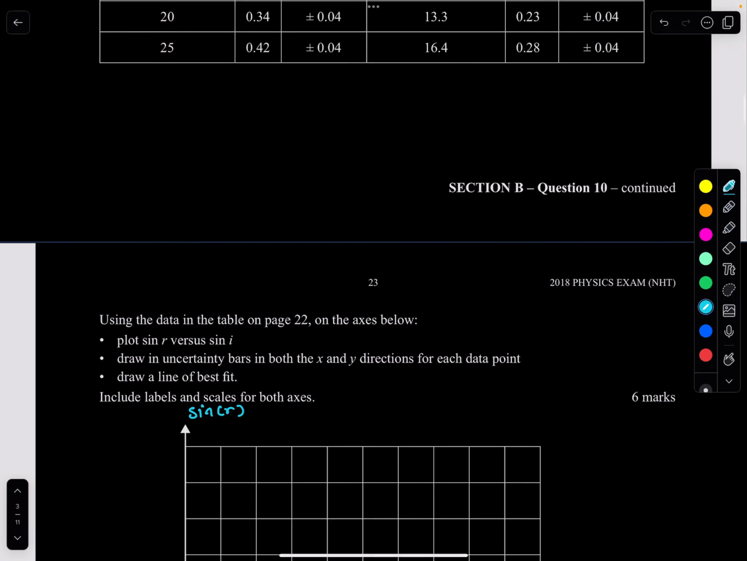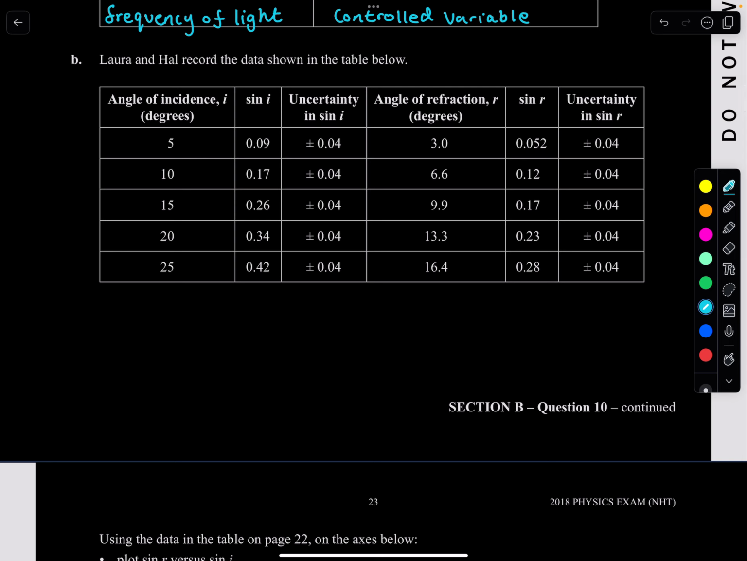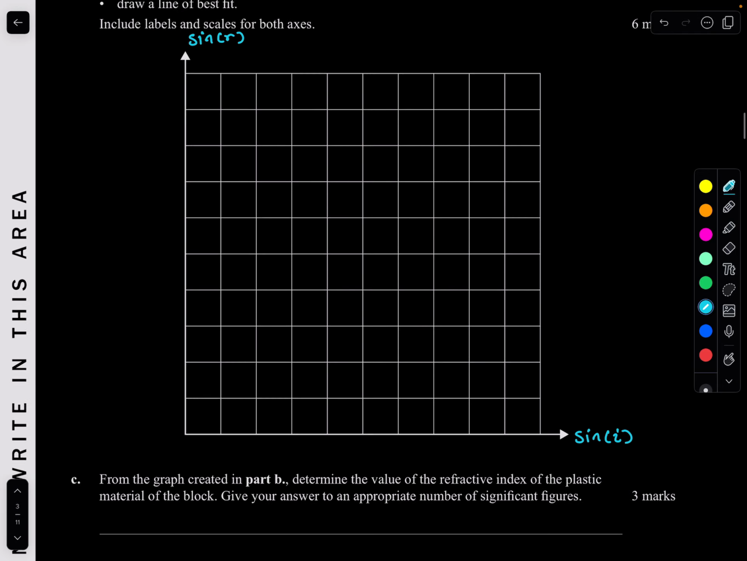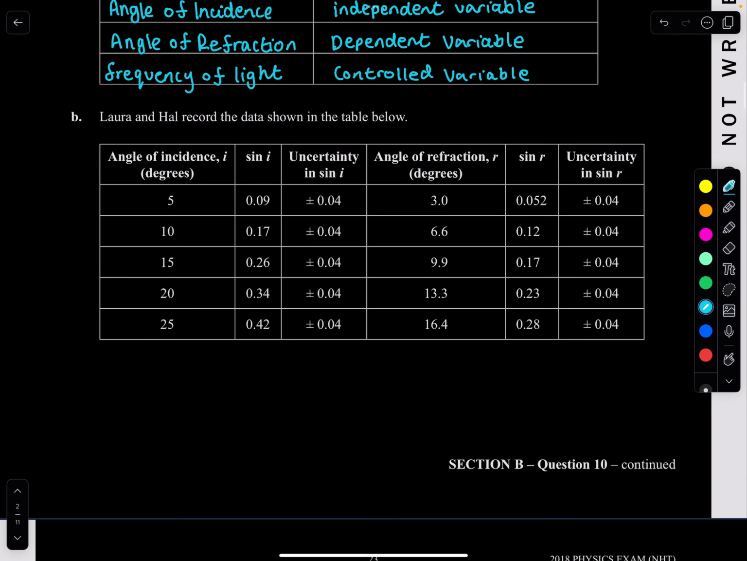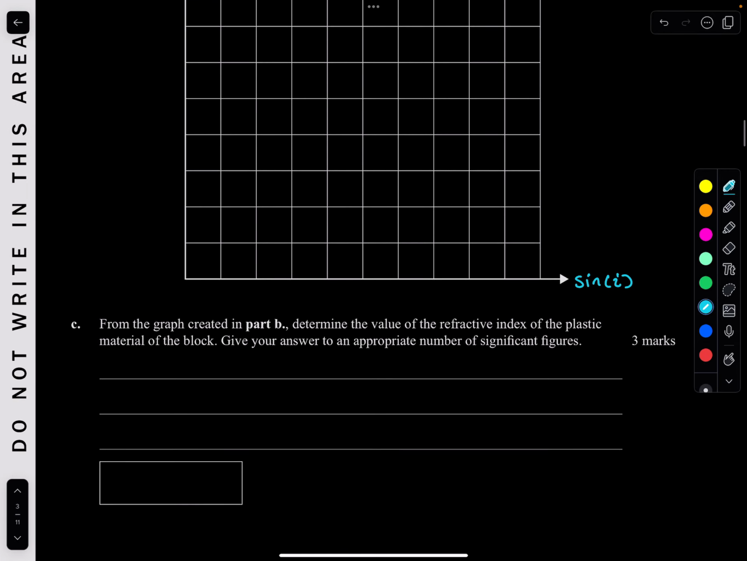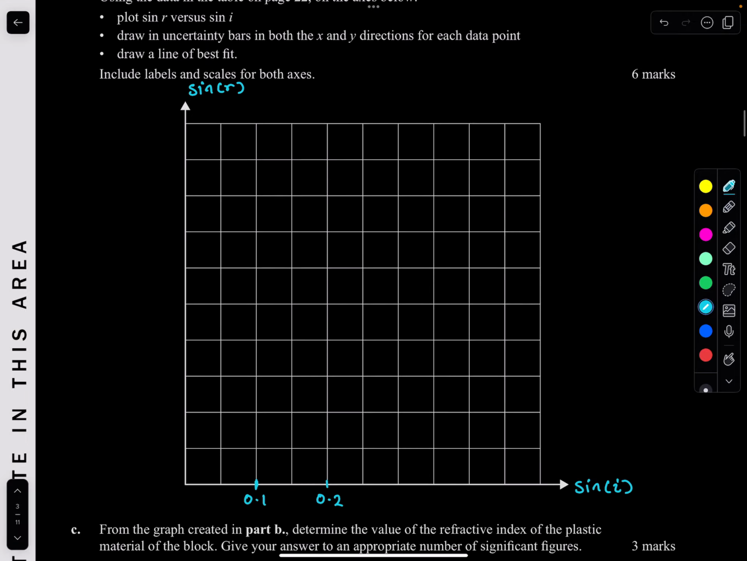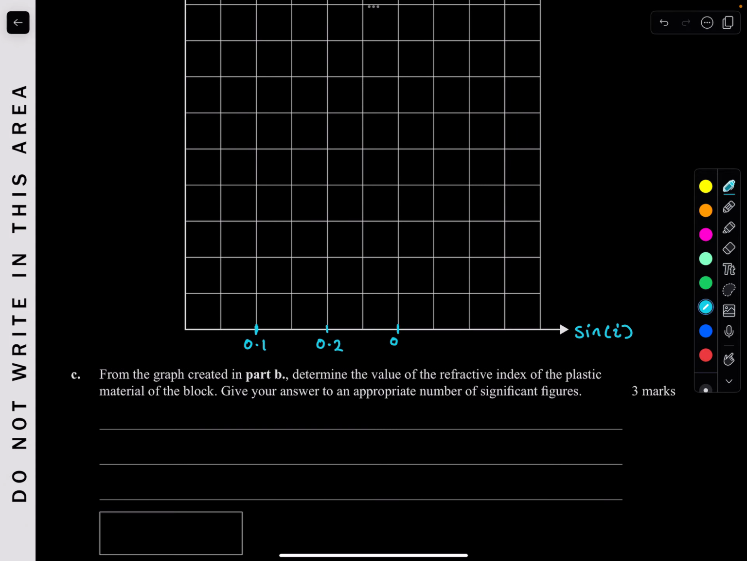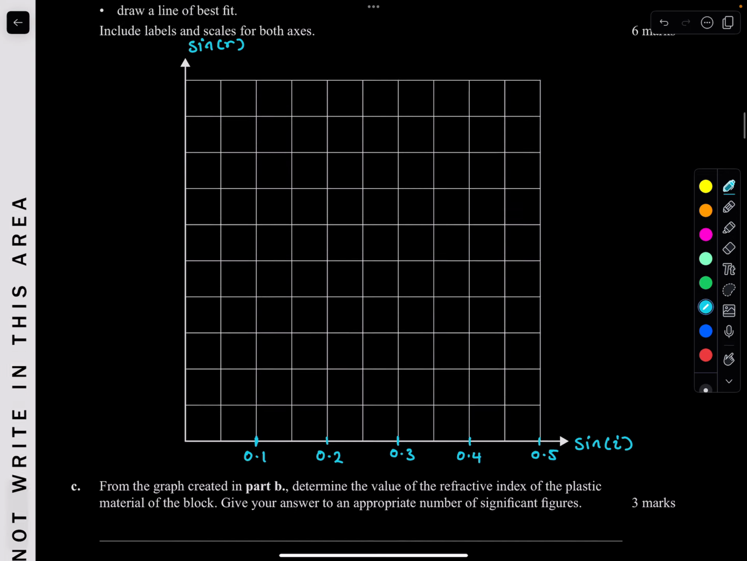Looking at our sine of incidence, we can see that the max is 0.4 and the lowest is 0.09, so we'll go by 0.05 for each square. That'll look good. So this will be 0.1, 0.2, is that right? Just want to double check. Yes, so 0.1, 0.2, 0.3, 0.4, and 0.5.